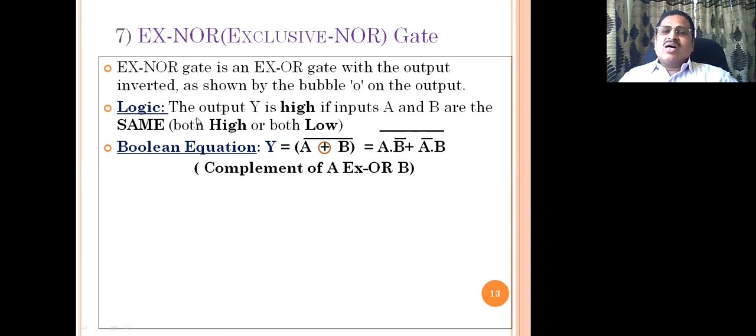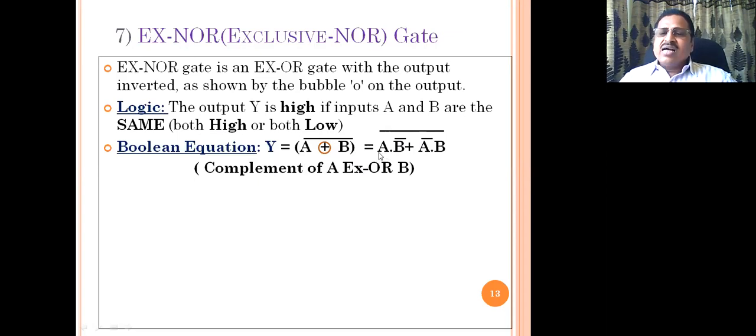Let's see the logic here. Logic of XNOR: output is high if inputs A and B are the same, means 0, 0 and 1, 1. Both are high or both are low, then only output goes high. Boolean equation for XNOR gate: Y equals A XOR B complement. That means the complement of A XOR B. But what is the equation for A XOR B? A and B bar or A bar and B, over all complement, will be the resultant equation of the XNOR gate.